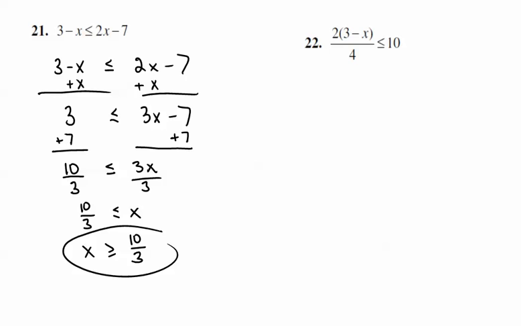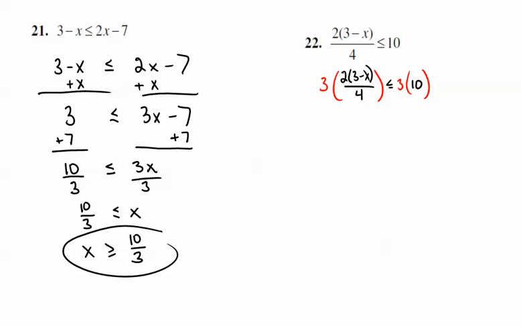All right, for problem number 22, we have another inequality, but here it has some of the characteristics of our other types of problems with equations. And that is that we have fractions, we also have some distribution. So when we have fractions, the first thing that I want to do is multiply both sides by the least common denominator, which is just 4 here. And so I'm going to have 2 times (3 minus x) over 4, and 3 times 10 on the other side there.